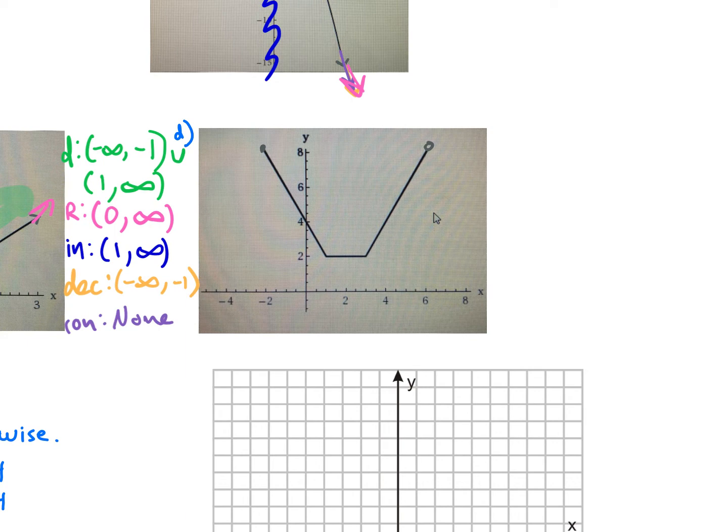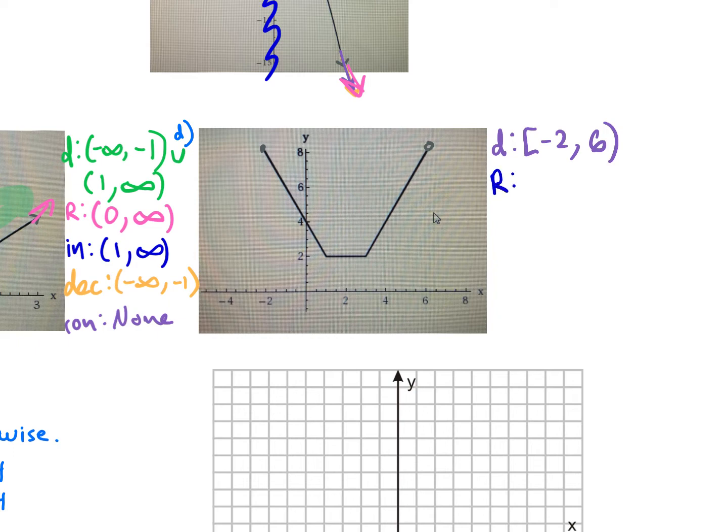And then lastly for D, so let's start with our domain. Our graph's smallest x value is -2, and that's a closed circle, so we would put a bracket. And then our graph stops at 6, our largest x value would be 6, and that's an open circle, so we put a parentheses.